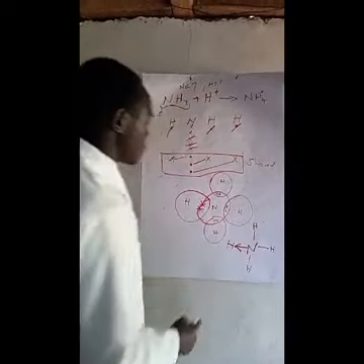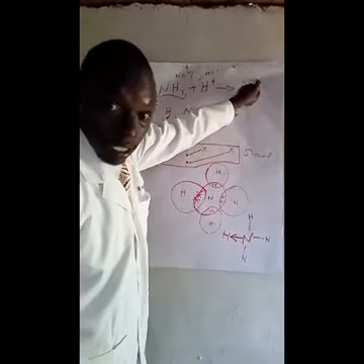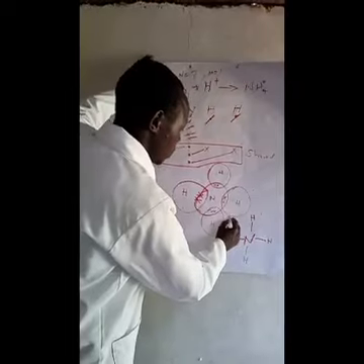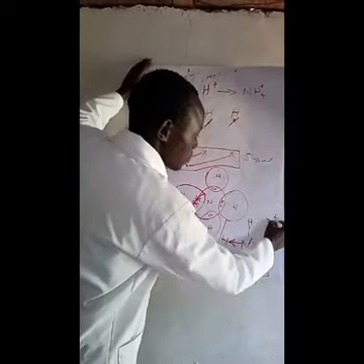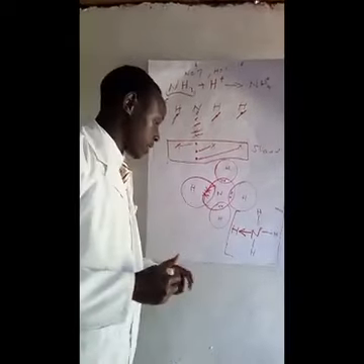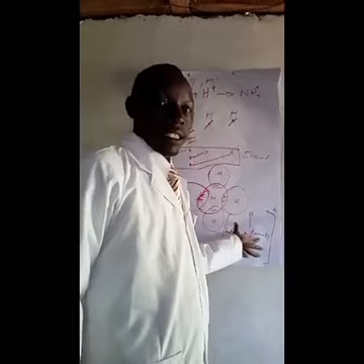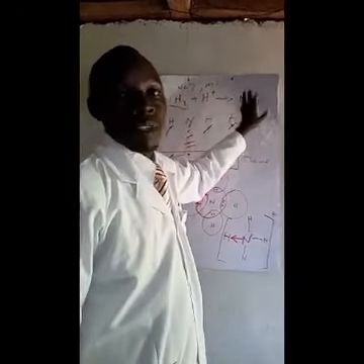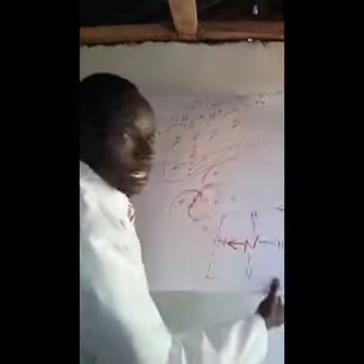After you have done that, because it is an ammonium ion with a positive charge, you enclose it with a square bracket and you put a positive there. So this is an illustration of the ammonium ion. Let me do another one and then we call it a day.